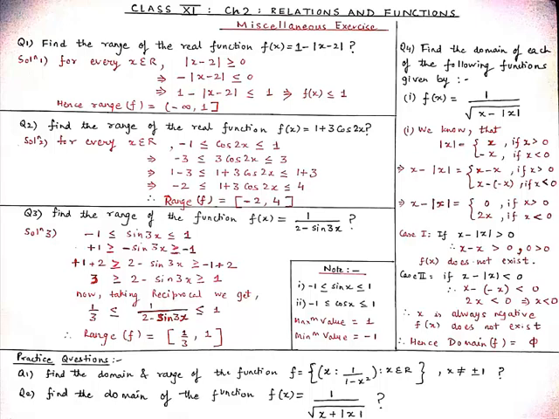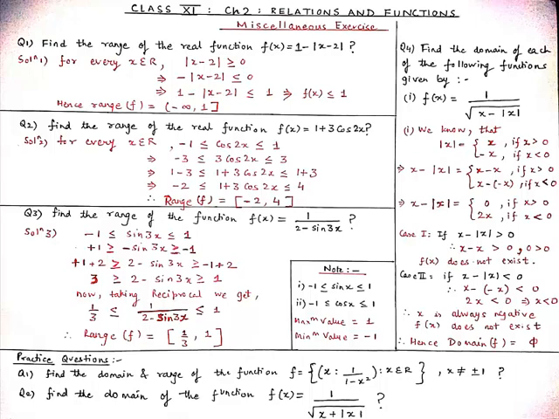Now when we add 1 on both sides, we get 1 - |x - 2| less than or equal to 1. As you can see, 1 - |x - 2| is our function f(x). So from here we get f(x) less than or equal to 1. Hence the range of our function f will be (-infinity, 1] in closed interval.